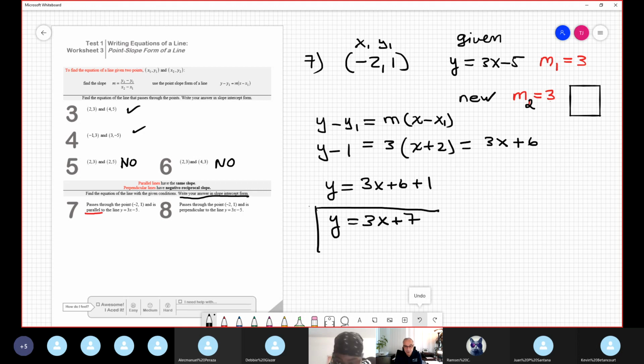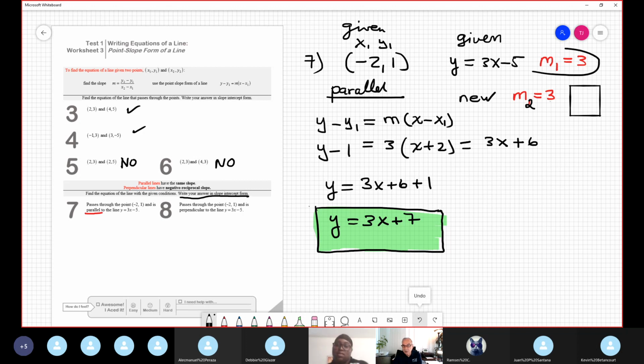This is the equation of the line that is parallel to the given line and passing through the specific point. Given point, given line, given point, given line, and the condition is parallel. And it's determined that the slope is the same.